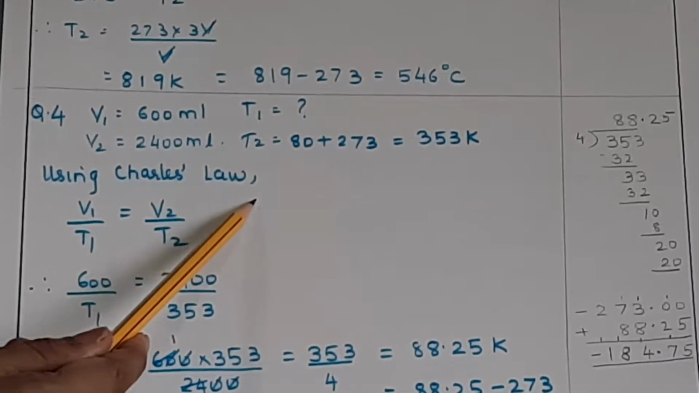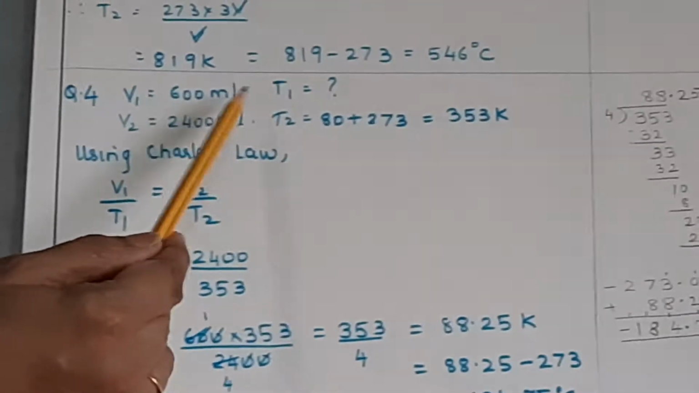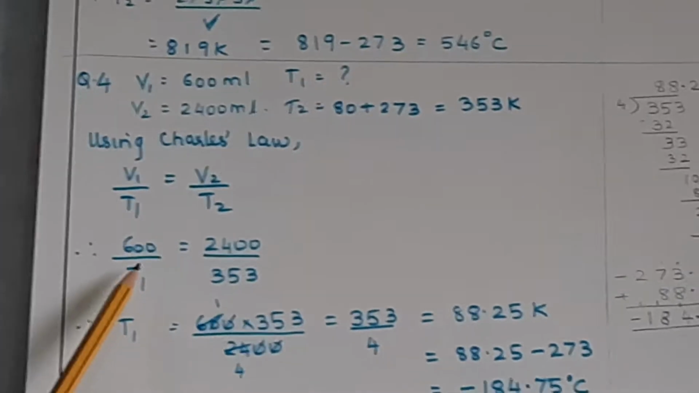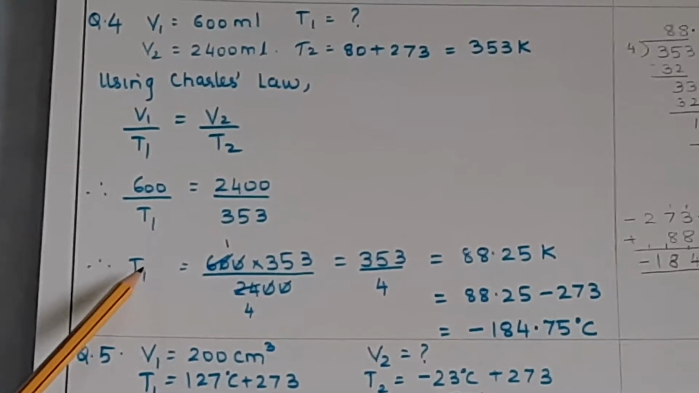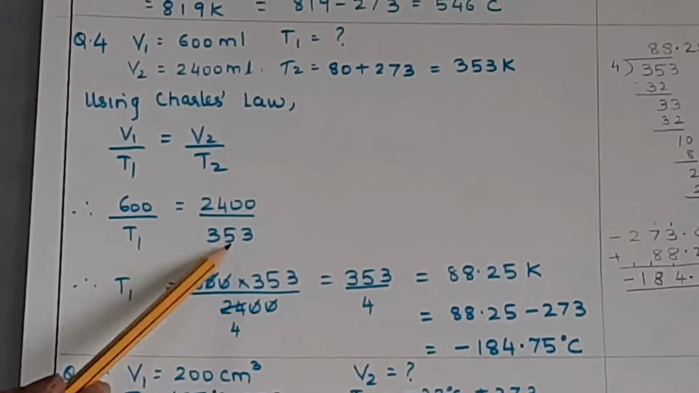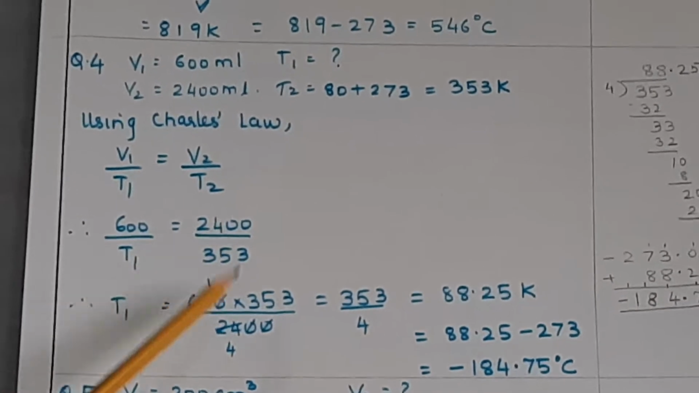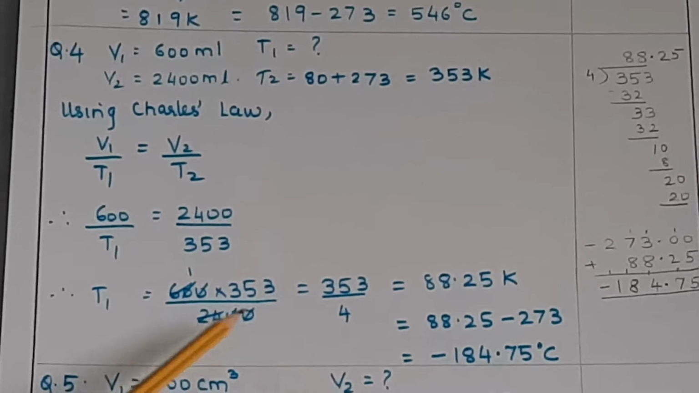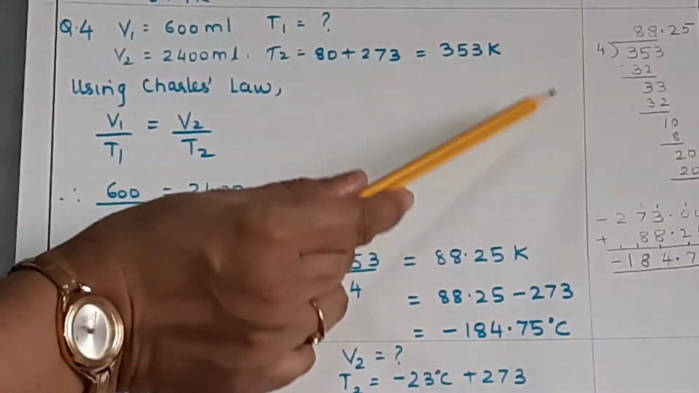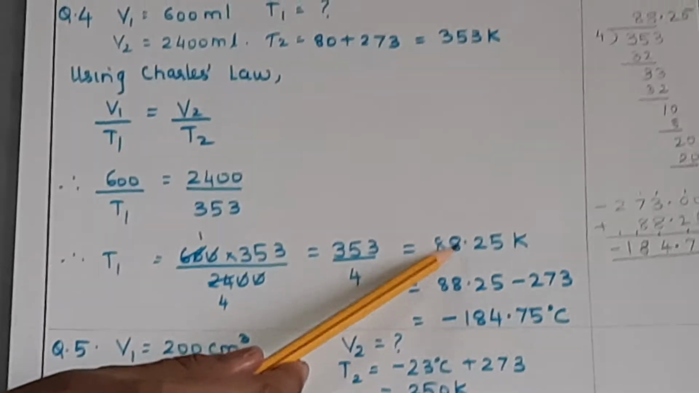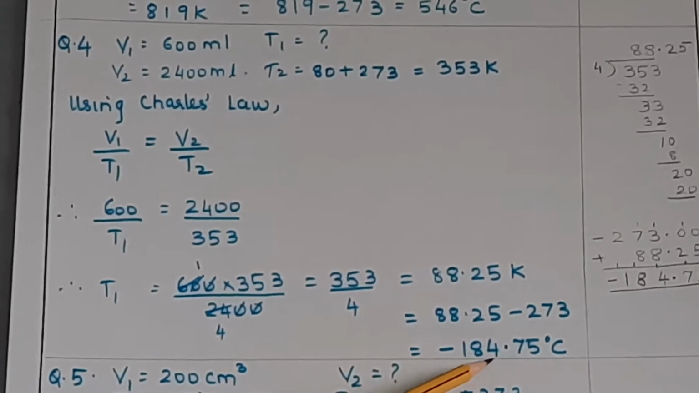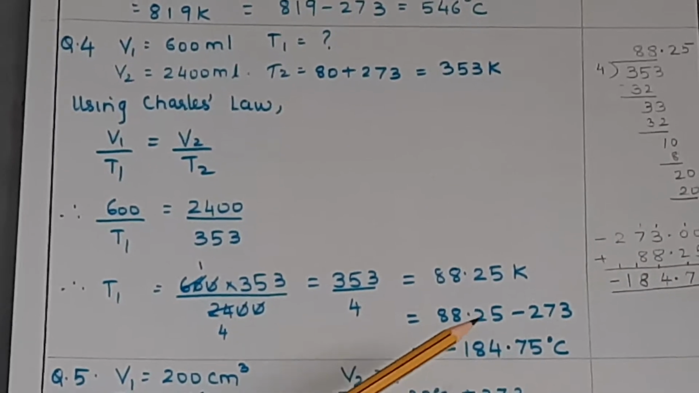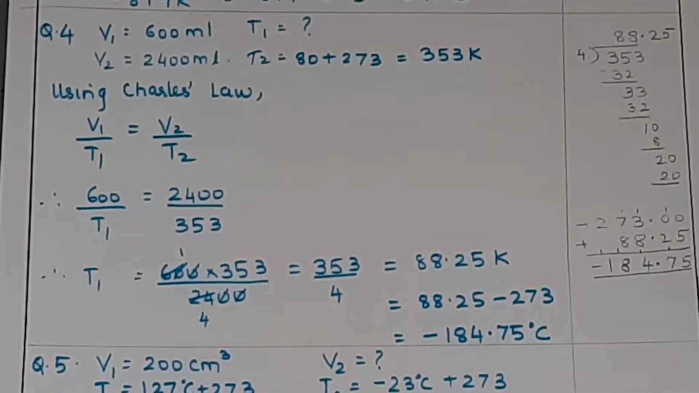Okay. So again using Charles law, now substitute all the values in the Charles law equation. You will get this. Now write the equation in terms of T1 because T1 is our unknown, right? So T1 will be equal to, now cross multiply, 600 into 353 divided by 2400. So it will go in 6 table, 6 4s are 24. So 353 by 4, so divide it properly and show your working. So that will come to 88.25 Kelvin. Now subtract 273 from it, that will give you minus 184.75 degrees Celsius. Okay, clear? Now moving to the fifth sum.